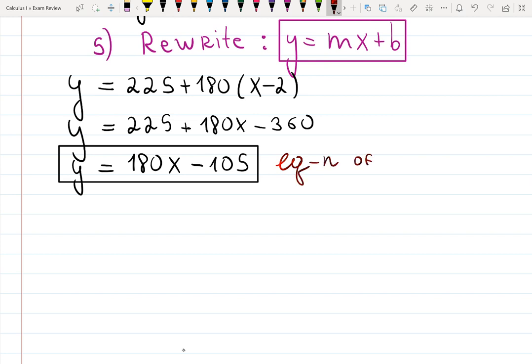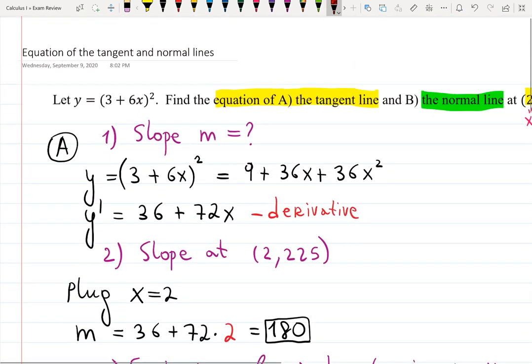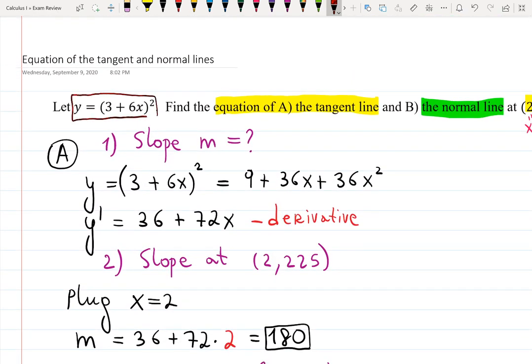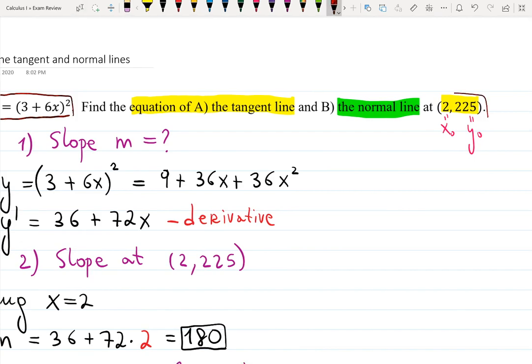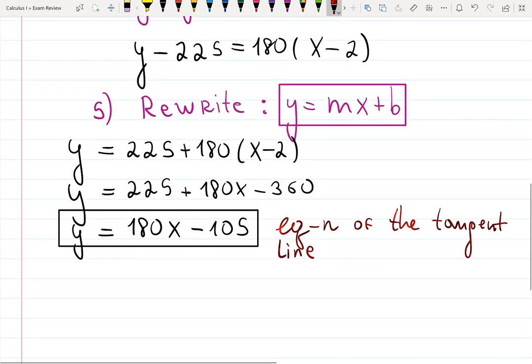Equation of the tangent line, and if you want to be more precise, you say of the tangent line of the given function, this y, at the given point, here it is, x sub 0, y sub 0. So why is this form better? In this form, I can see the rate 180 really clearly, here it is, and I can see the shift, which just makes a shift of the graph of the function. So this form of answer gives more information.